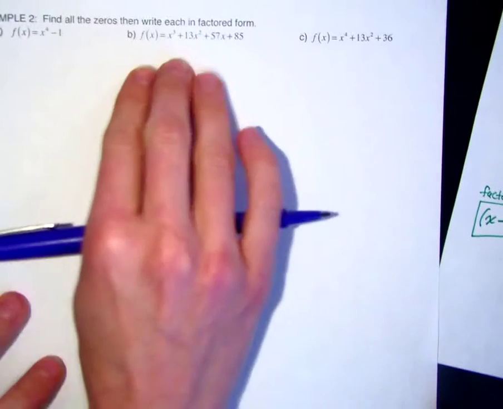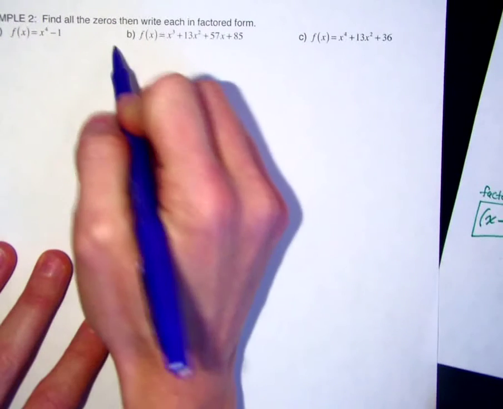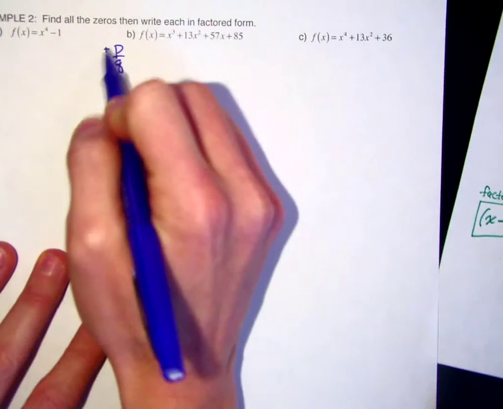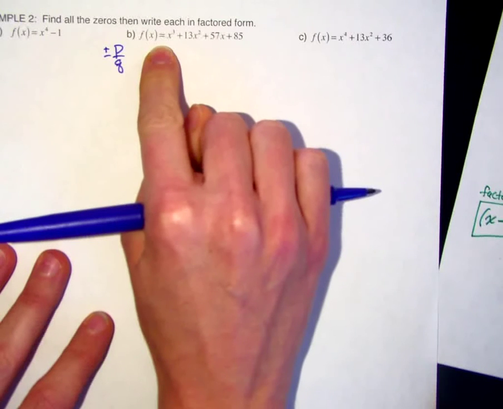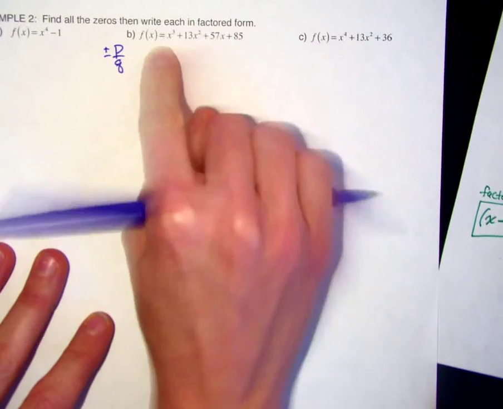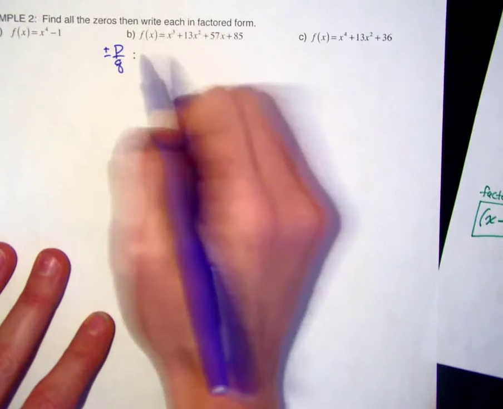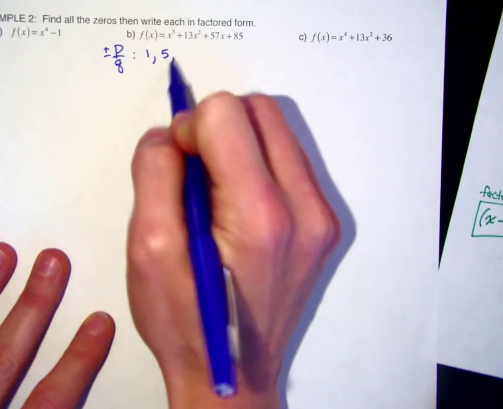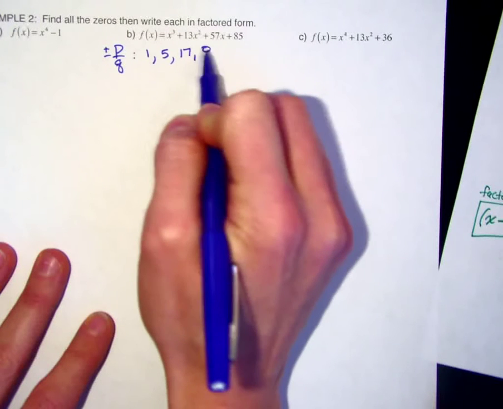To solve b, we're going to first start by finding the p's over q's. And again, this one's really nice because q is 1. So we're really only looking for the factors of p, which is 85. So hopefully you got 1, 5, 17, and 85 for your factors.